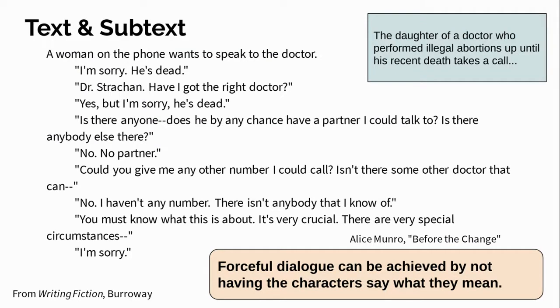There's another element to dialogue that's not so direct, okay? It's called subtext. It's something below the surface where the characters may not be saying it directly outward. What they mean is embedded underneath what they say. So here's an example. In this exchange, the daughter of a doctor who performed illegal abortions up until his recent death takes a call.